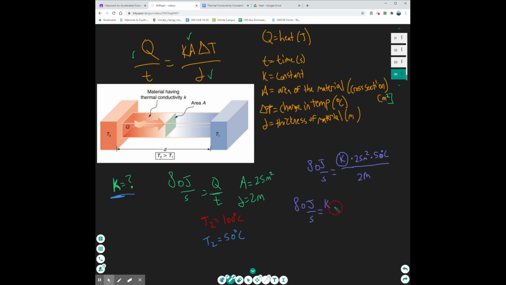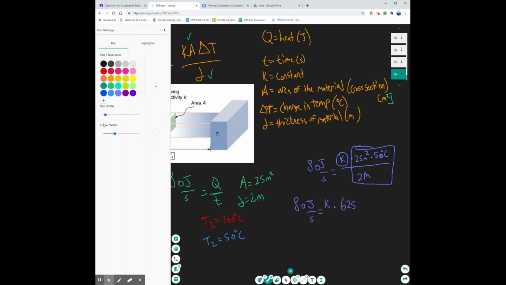Equals K, we can pull that out, times 25 times 50 divided by 2, because we can use order of operations here. It doesn't really matter what we do because all of these things are equivalent. So 50 divided by 2 is 25. So we've got 25 times 25, which is 625. So we end up with 625.